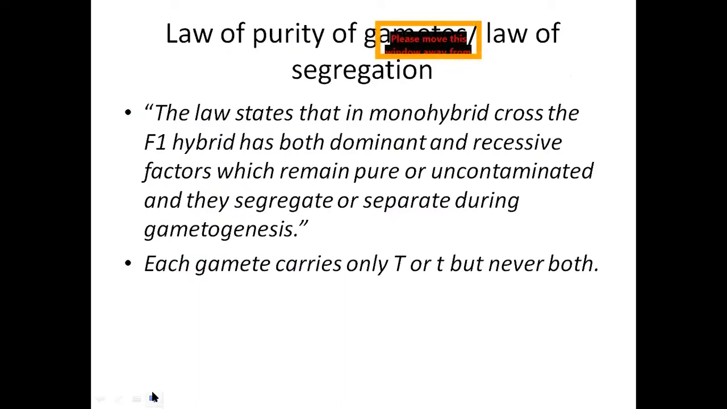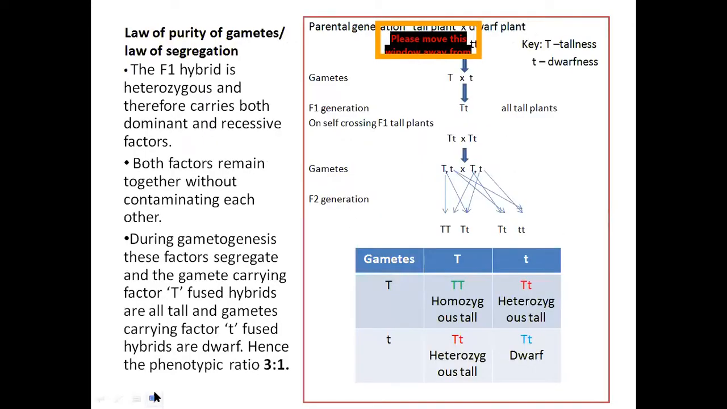Based on this, Mendel proposed another law known as the law of purity of gametes, or law of segregation. What is that? It states that in a monohybrid cross, both dominant and recessive factors remain pure, uncontaminated, and they segregate only during gametogenesis. During gamete formation, the capital T and small t that were present move to different gametes. So the gamete has either capital T or small t, never both. They remain segregated and they remain pure. So that is the law of segregation, or purity of gametes.